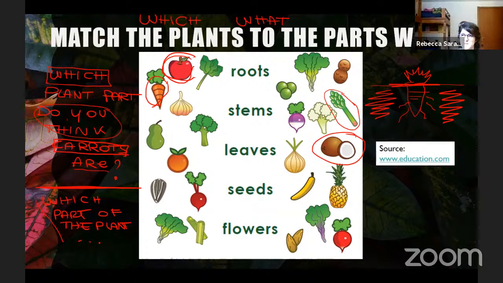But one thing that I do want to tell you is about this, okay? So you can say, which part of the plant? So you can say part of the plant.